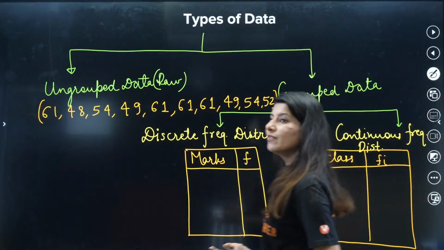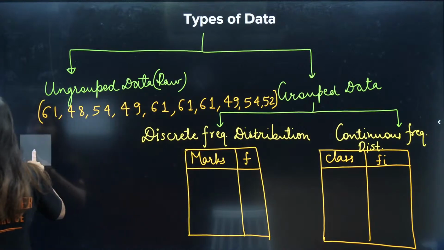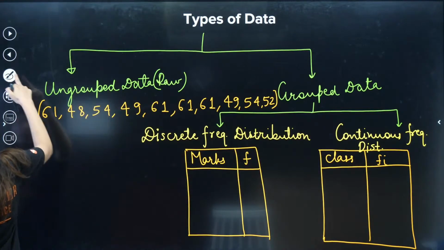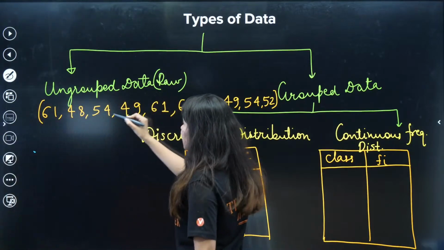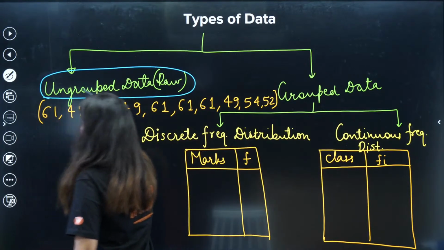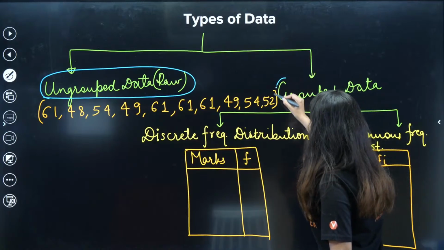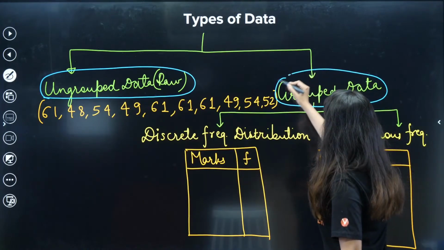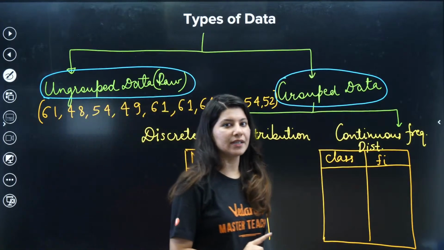So how many types of data are there? Basically there are broadly two types of data. First is ungrouped data, which is raw data. We call it raw data as well, right? And another, we have grouped data. So ungrouped data, grouped data, right?